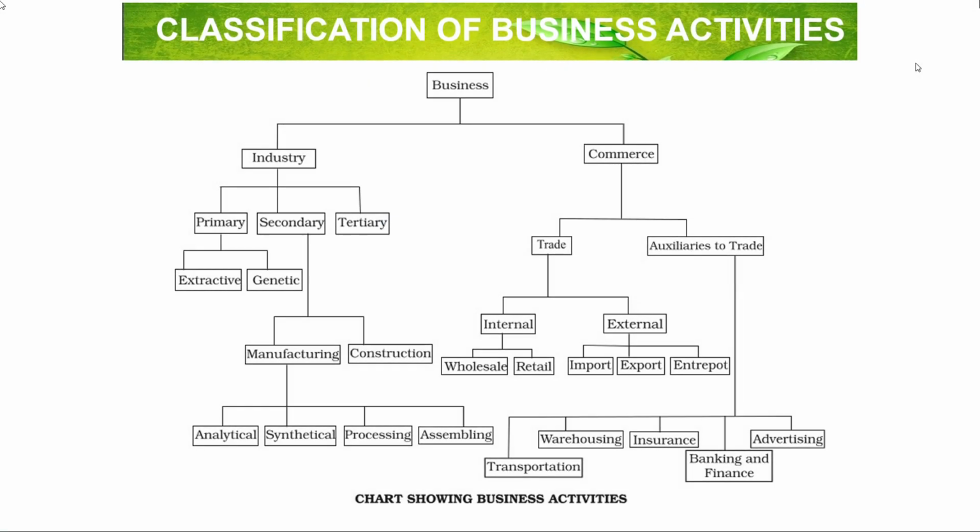Let us move a little deeper into the world of business. When we put these two classifications, industry and commerce, under industry we would be discussing primary, secondary and tertiary sectors. When we talk about commerce, we will talk about trade and auxiliaries to trade in detail. Here you have a chart showing the details of business activity.